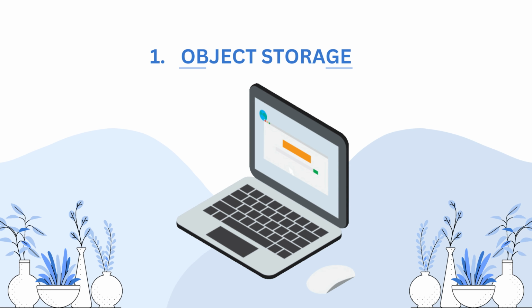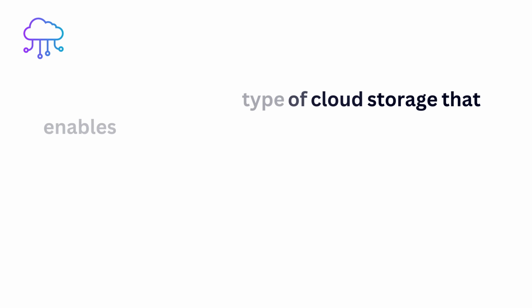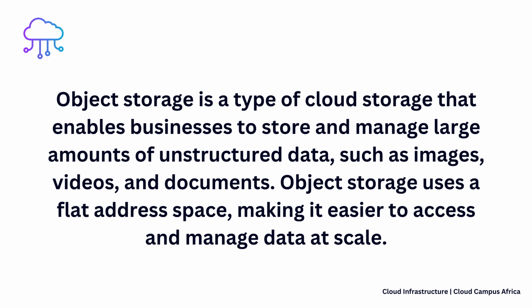First, object storage. Object storage is a type of cloud storage that enables businesses to store and manage large amounts of unstructured data, such as images, videos, and documents. Object storage uses a flat address space, making it easier to access and manage data at scale. Examples of object storage services include Amazon S3, Azure Blob Storage, and Google Cloud Storage. For example, Burg Donkey could use object storage to store media files for their various businesses such as videos, images, and documents in the cloud.